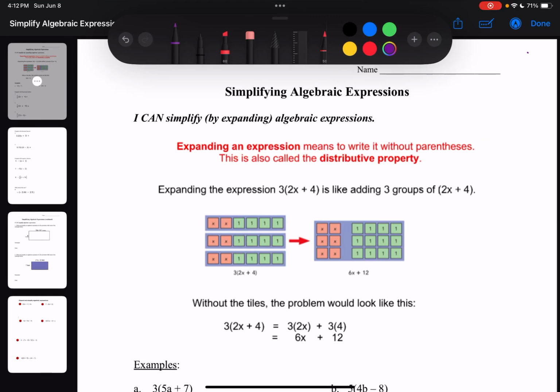Hi everyone, this is Mrs. Burke. Today I'm going to teach you about simplifying algebraic expressions with positive and negative numbers.